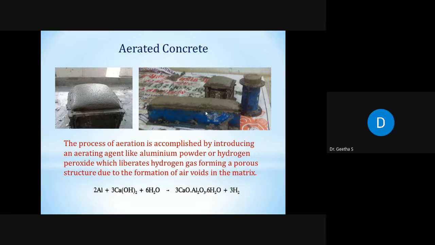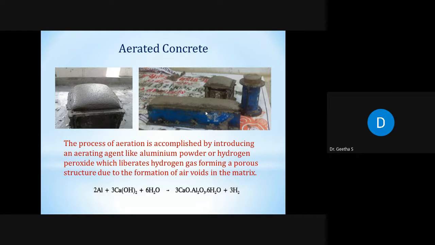And this is actually the fresh concrete. You can see that there is a bulging of the concrete in its fresh state. This is due to aeration. Aluminium powder is the aerating agent I'm using here. Not only aluminium powder, hydrogen peroxide can also be used. But since I've worked more on aluminium powder, it feels convenient for me to use it. Now it is commercially available. We get this commercial aluminium powder in three grades.